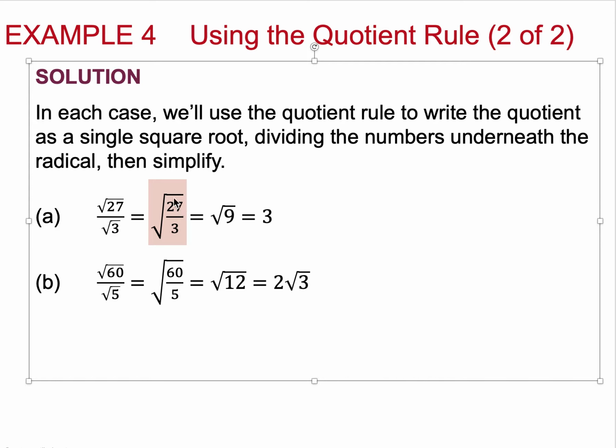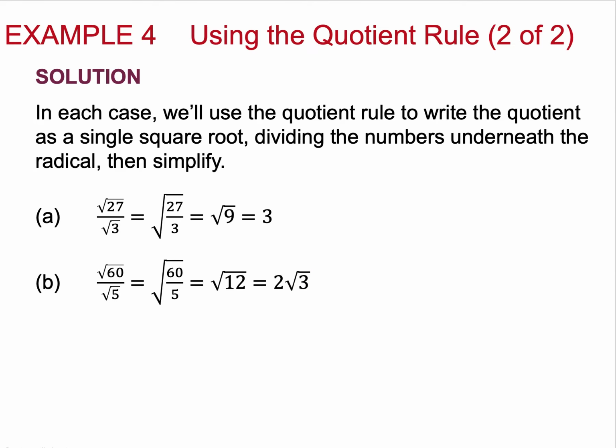So what I'm going to do is gather them underneath the same root. And when I do that, 27 divided by 3 is 9, and 9 is a perfect square, so I get 3. Here I take the 2 separate roots, I write them together under one root, and then I get the square root of 12, which breaks down into 4 times 3. So how I got here was the square root of 4 times the square root of 3, and the square root of 4 is 2.